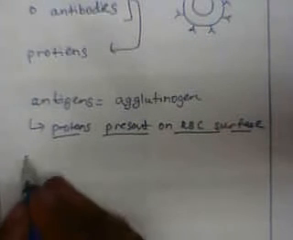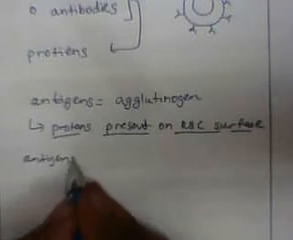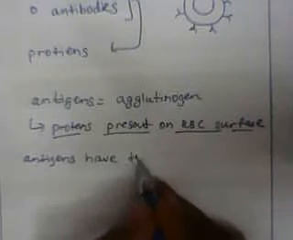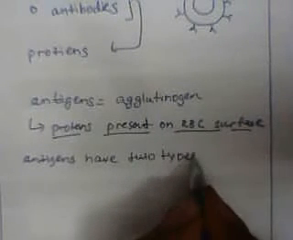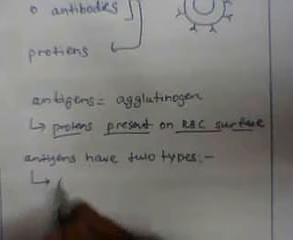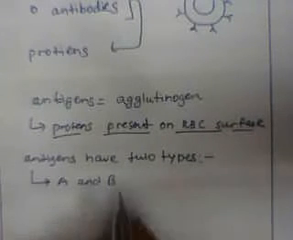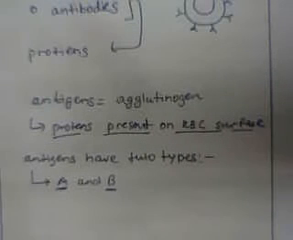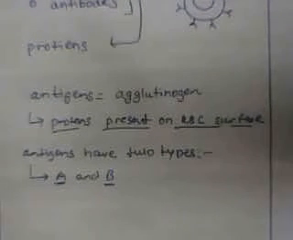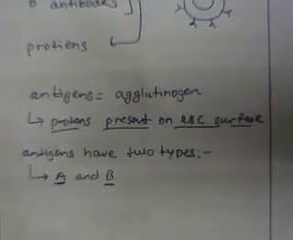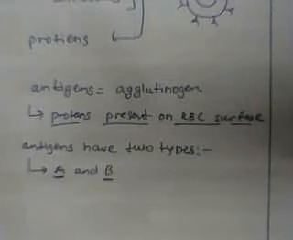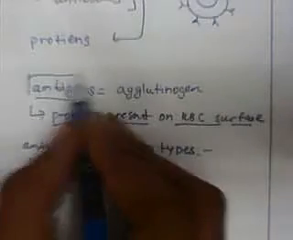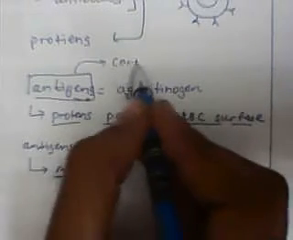Now there are two types of antigens. Antigens have two types. The two types of antigens are A and B. The thing which you need to notice is that I'm using a capital A and a capital B, and you will know why I'm using that. So this was about antigens. These are proteins present on the surface of red blood cells. Antigens are sometimes also known as corpuscle factor.